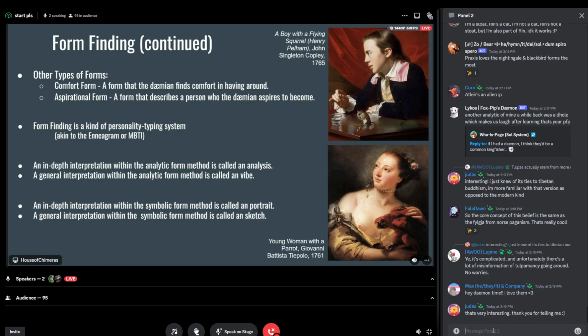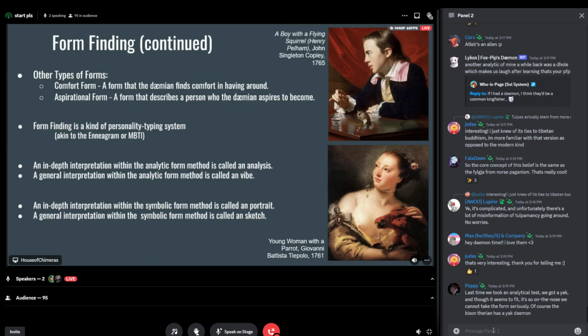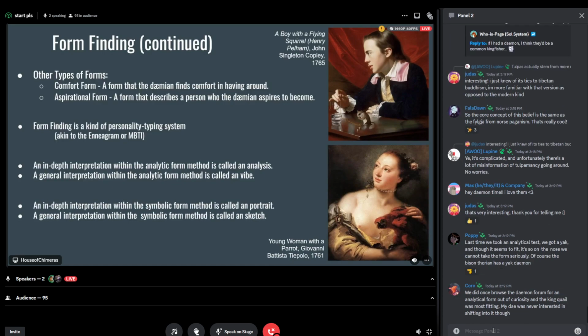Now, within the community, resources exist where someone can take a specific species of animal and have done research to investigate how that animal can be interpreted through a form-finding style. A whole subforum on the dæmon form is dedicated to people sharing these write-ups.